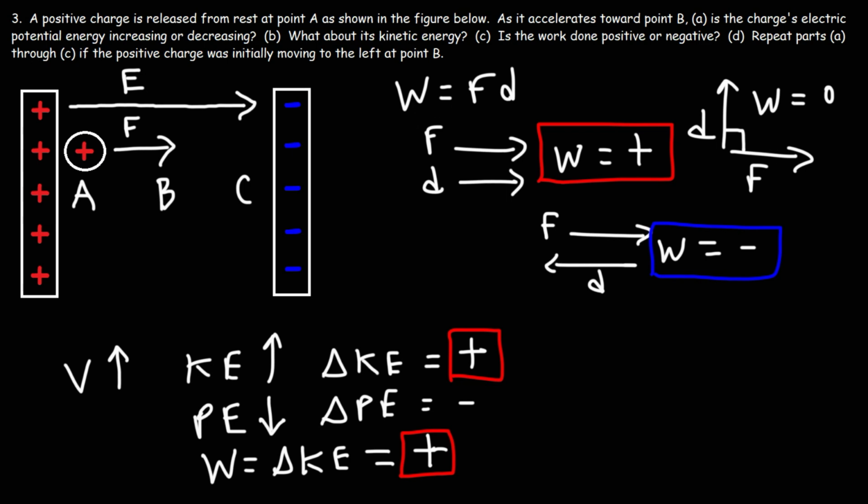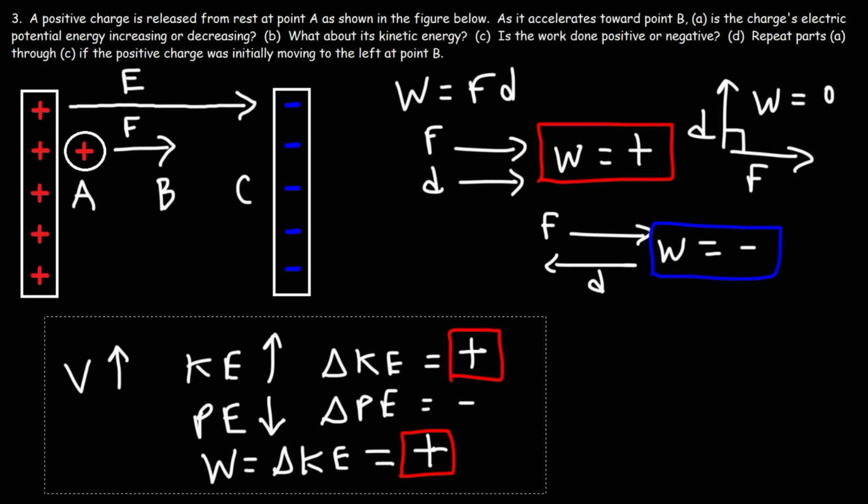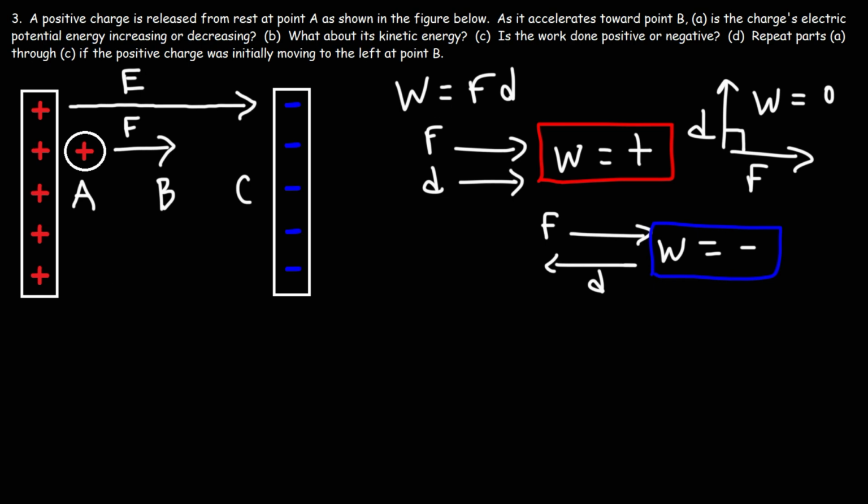Now for part D, we're going to repeat parts A through C. So the new situation is that the positive charge is going to start at point B. So it's at point B, and at this instant, it's moving to the left. So going back to part A, actually let's do part B first. Is the kinetic energy increasing or decreasing? So let's think about what's happening here. The charge is moving towards point A. However, the electric field is still towards the right. So therefore, it's still going to feel an electric force towards the right.